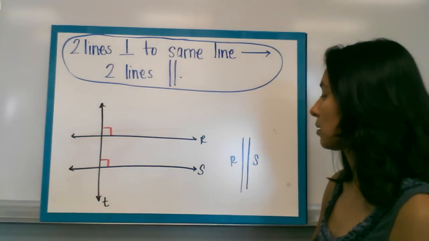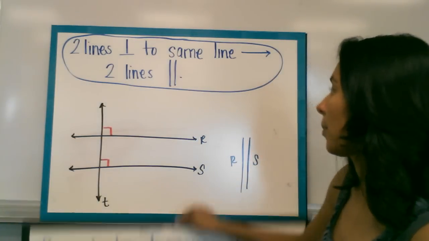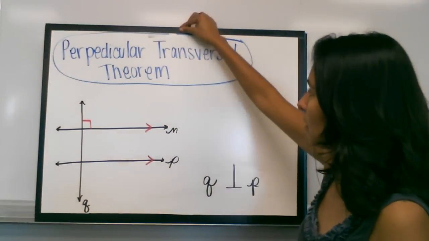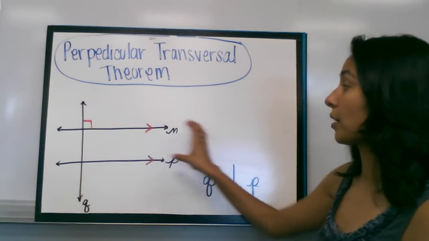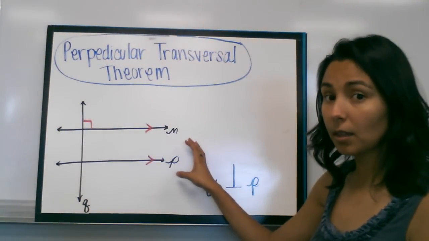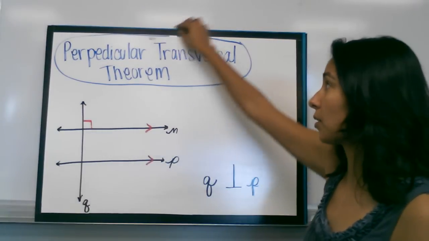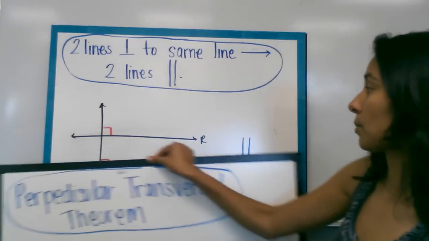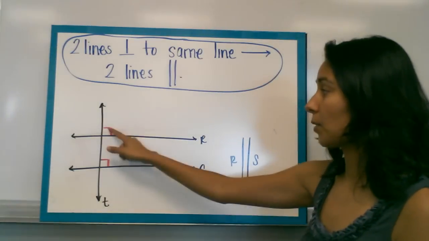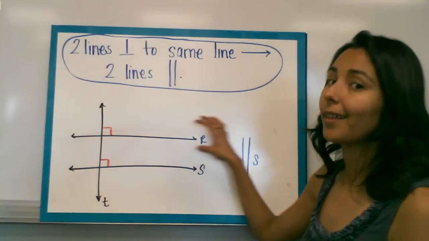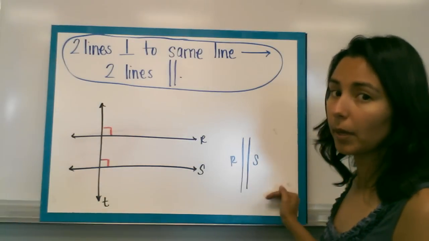It's almost the opposite of this one, where I know they're parallel to begin with, which means that if it's perpendicular to one, it's also perpendicular to the other. This one tells me if they're both perpendicular, then I know that they're both going to be parallel.